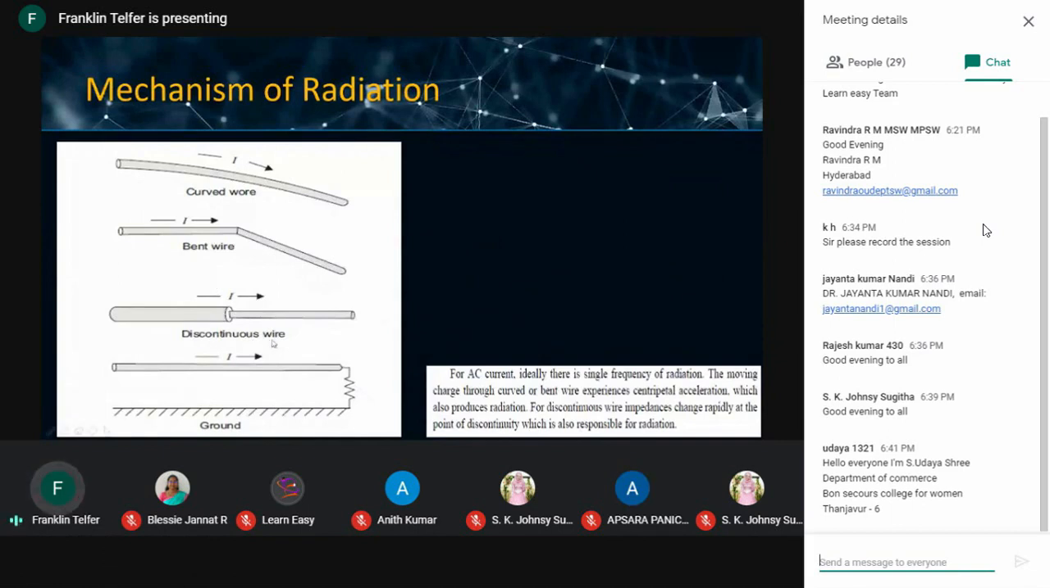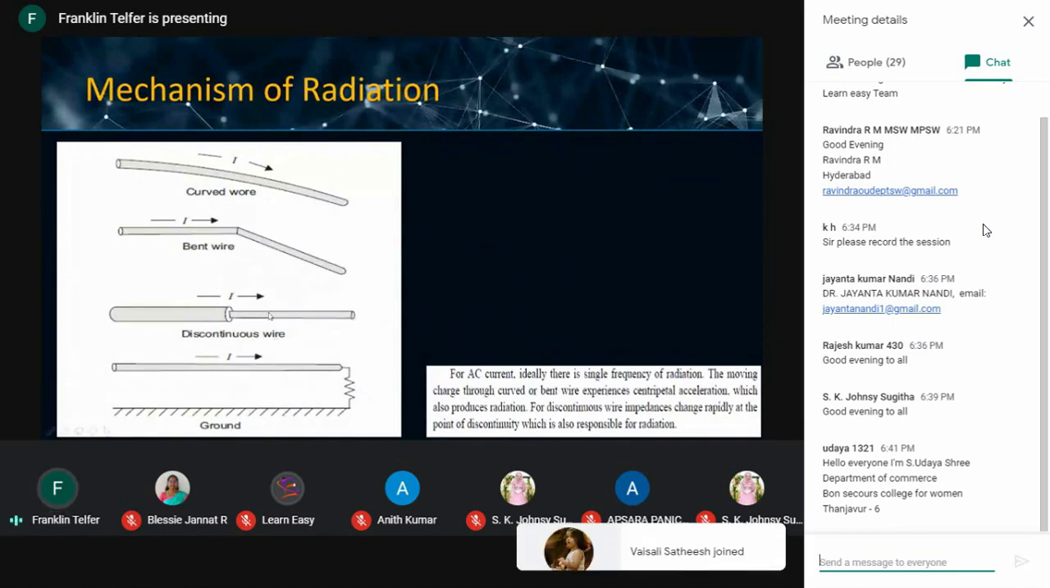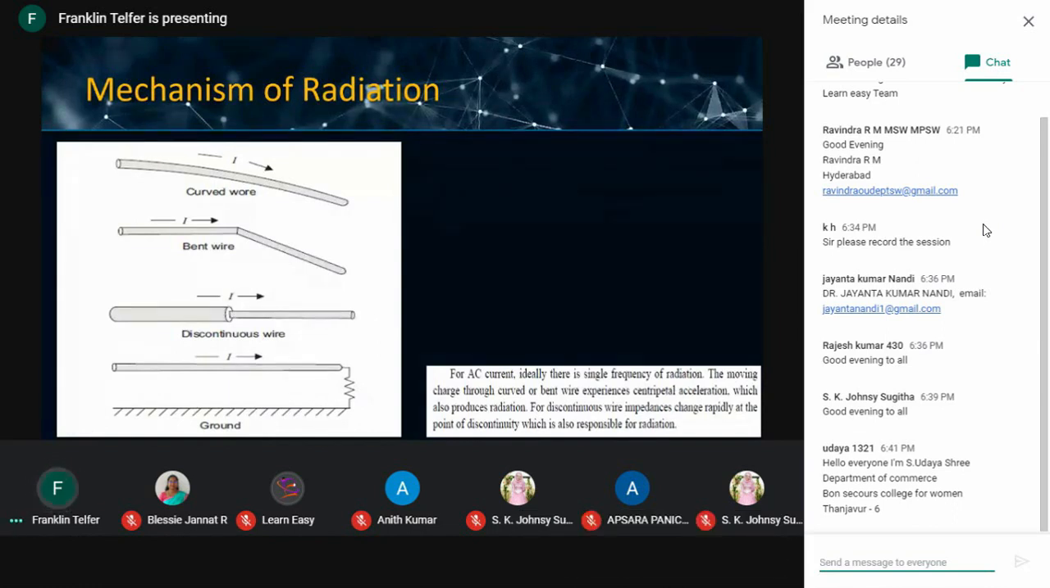So I told you about the ways of radiation, right? Either you make an antenna curved, or you make a bending there, or you make some discontinuity in your antenna design, or fourth, you have an antenna of length L, at the last you have some load and it is being grounded. Unless one of these four forms is present, we won't have any kind of radiation.